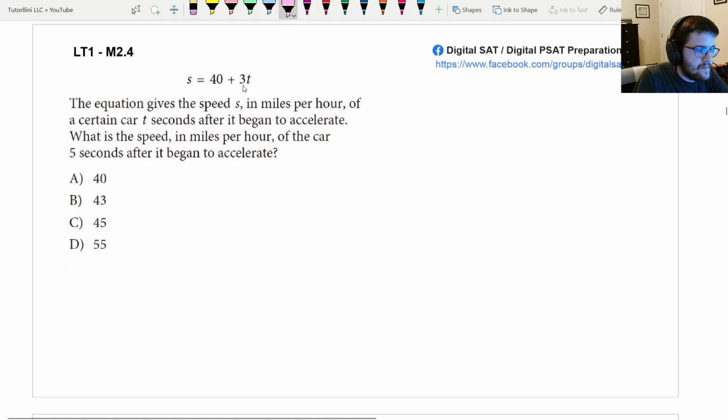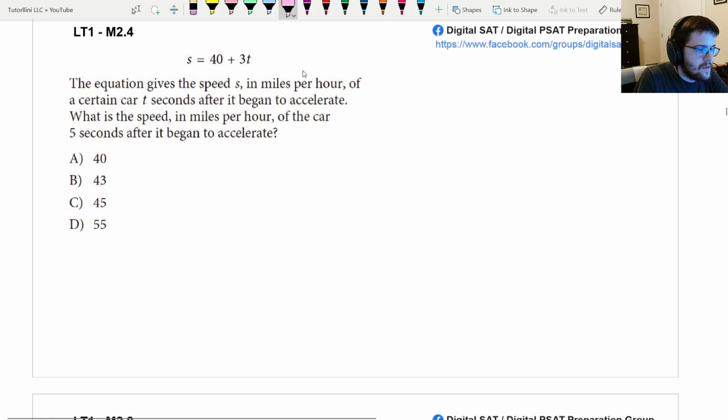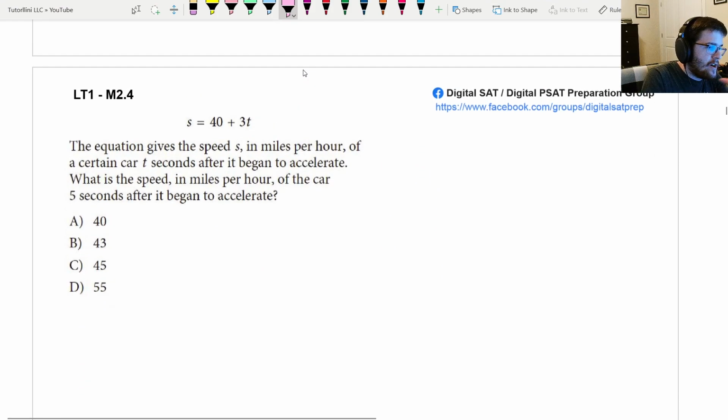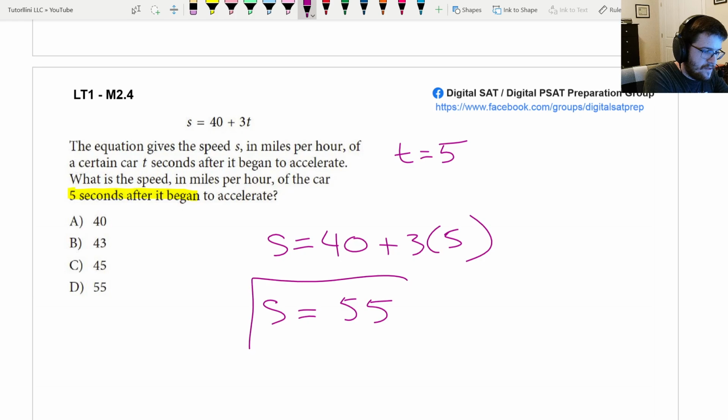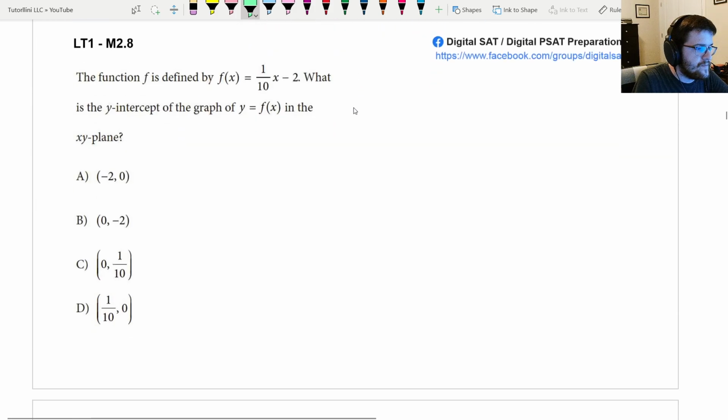All right. What is the speed in miles per hour of the car? 5 seconds. Okay, so t is the time. So t equals 5 seconds. So we're just going to plug in t equals 5. So s equals 40 plus 3 times 5. That's 40 plus 15, which is 55, which is answer choice D. Great.